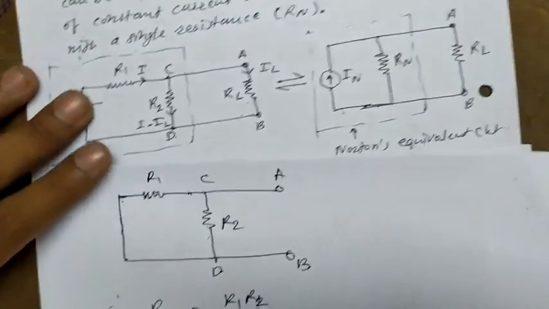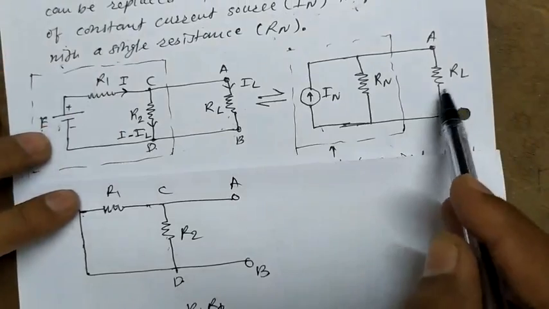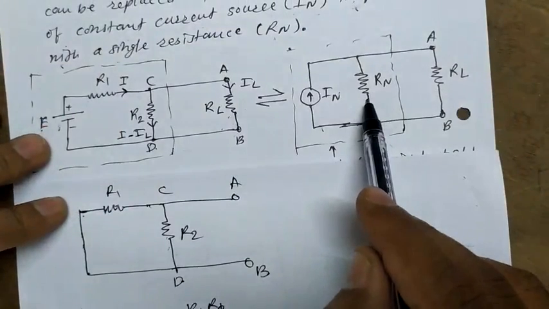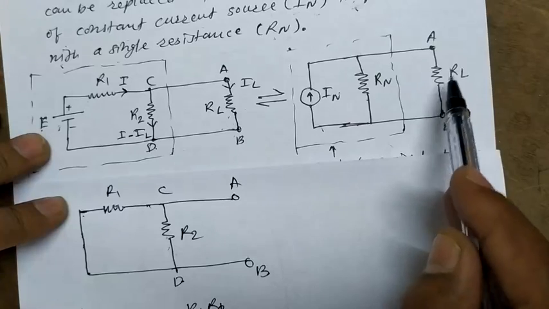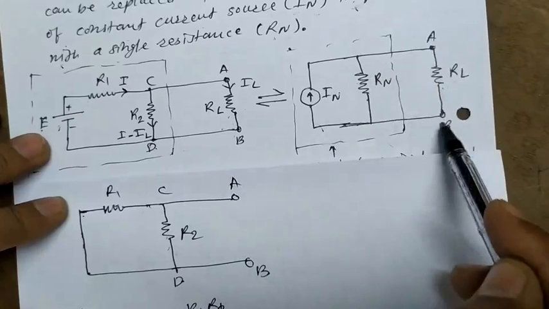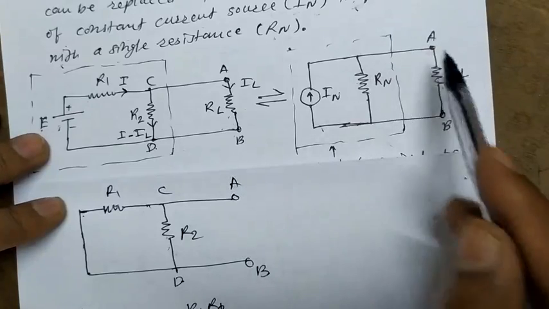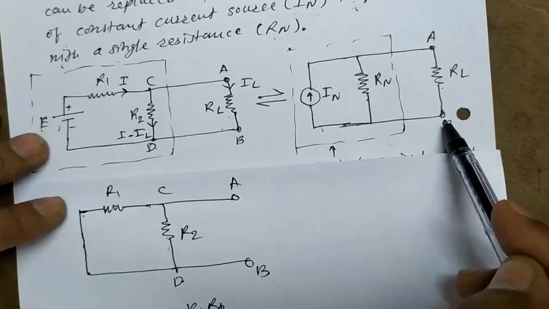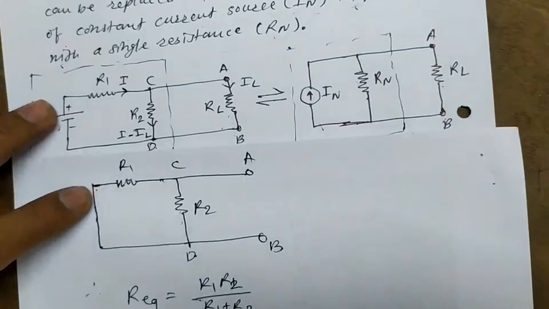Now we have Norton's equivalent circuit, and in this circuit the resistance Rn and the load resistance RL are parallel to each other. They are parallel. Therefore the voltage across AB, that is the voltage across RL, can be calculated as follows.